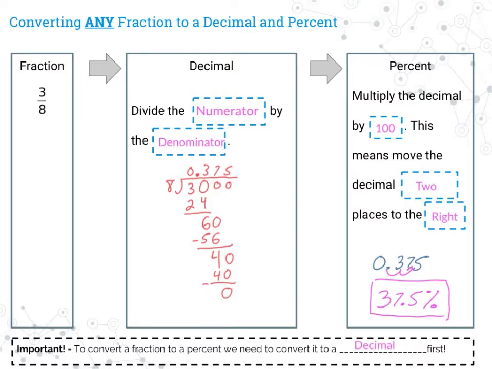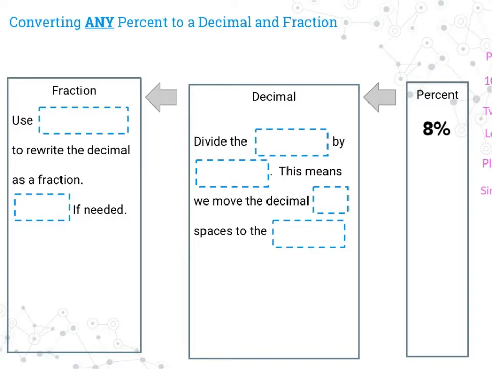So let's go ahead and move now the other direction from a percent to a fraction. Let's look at that right now. So now we're going to be going the other direction. We're going to be converting any percent to a decimal and a fraction. So this time we've got our percent. It's 8%. It's just one that I chose because I like the way that it sounded. And we're going to be taking it to a decimal and a fraction.